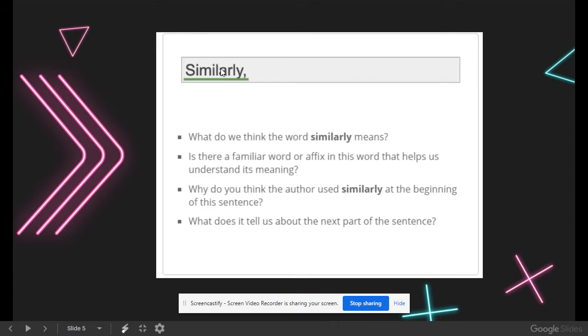So this word is telling me that the sentence that came before has a similar relationship to the sentence that the author is getting ready to write. So he's connecting the previous sentence to this new sentence, telling me they have a similar connection.